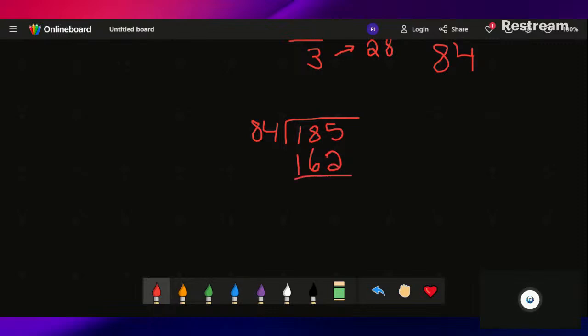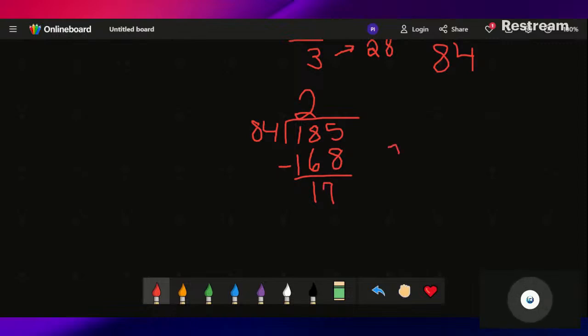That's going to give us 168, if we fit this number in twice. Okay. We do the math, and it's going to leave us with 17.